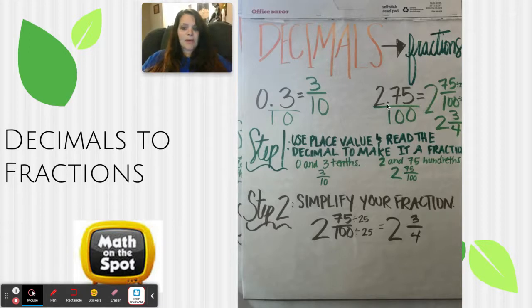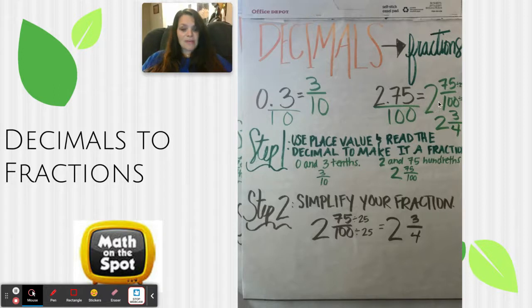Let's look at this one. We have 2 and 75 hundredths. I could either read it and say it's 2 and 75 100ths, so it'd be 2 and 75 over 100. Or I can use that little trick that I just showed you, where I would do 2 and drop down the 1 right underneath the decimal point, and then fill in with zeros for however many digits I have behind my decimal. That tells me what my denominator is going to be. So I could do it either way.